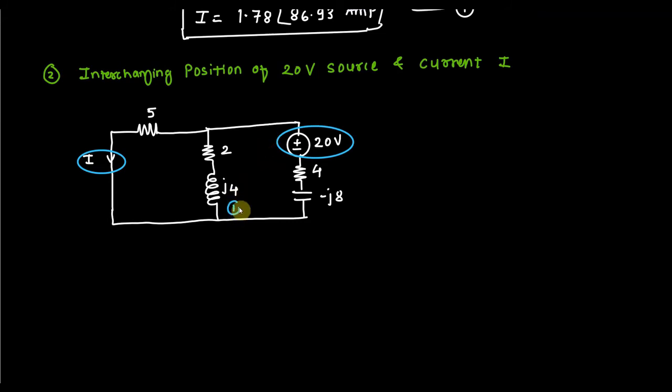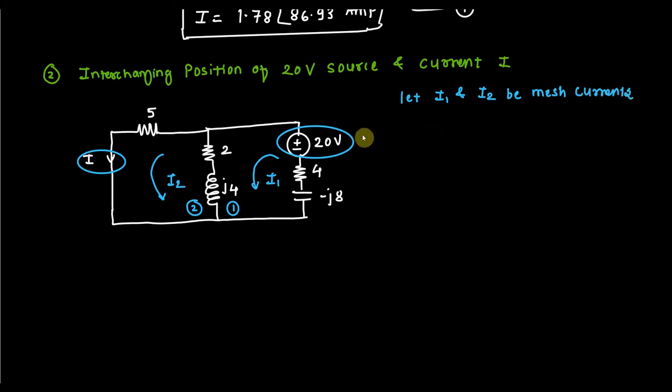So I will consider this as my mesh number 1, this will be mesh number 2, and now current is flowing anti-clockwise from positive to negative. So this current is I1 and this current is I2. Okay, so you start like this again, same. Let I1 and I2 be the mesh currents. Now similar to the first case, you note down the mesh matrices.